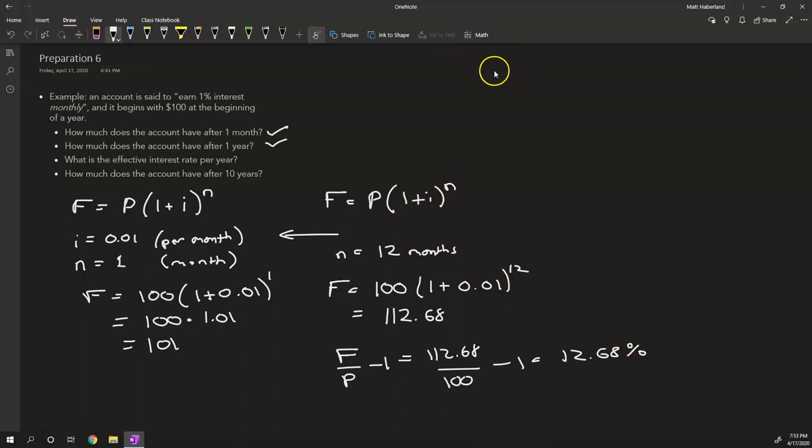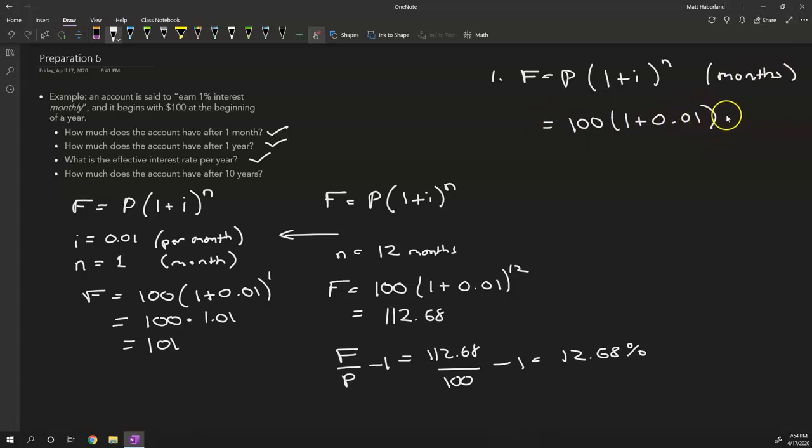So here's way number one that we could figure this out. Okay, check that off. The future amount is equal to the principal of 100 times 1 plus I to the n. We're going to do it in months first. So F is equal to 100 times 1 plus 0.01. How many months? We've got 120 months in 10 years. So I'm just going to go ahead and calculate that myself. That is $330.04.